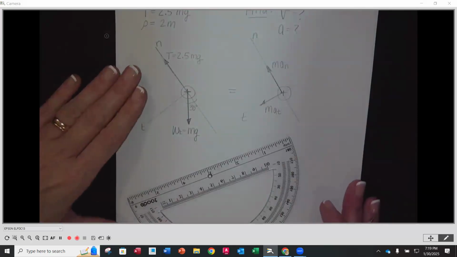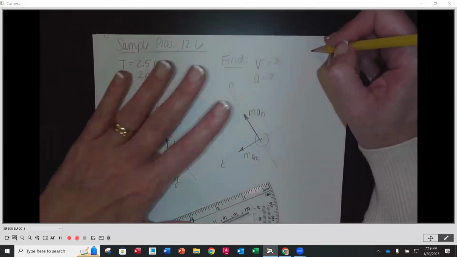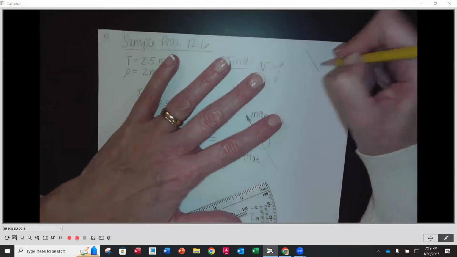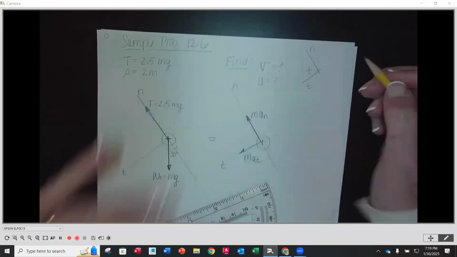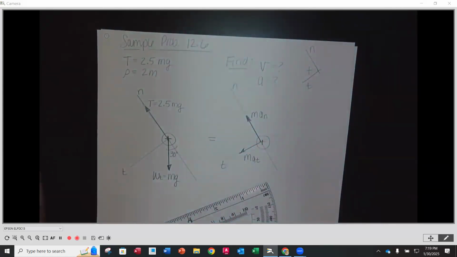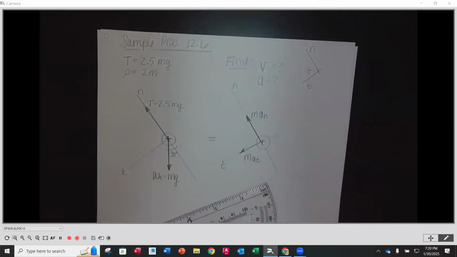Now, as we look here, because we don't have an X and Y, we have to name our convention a little bit differently. We have to say N and T, and this is the positive, okay? Because then our positives and negatives are going to go along with this convention. So up is going to be positive, and down and to the left is going to be positive. Okay. Questions so far?